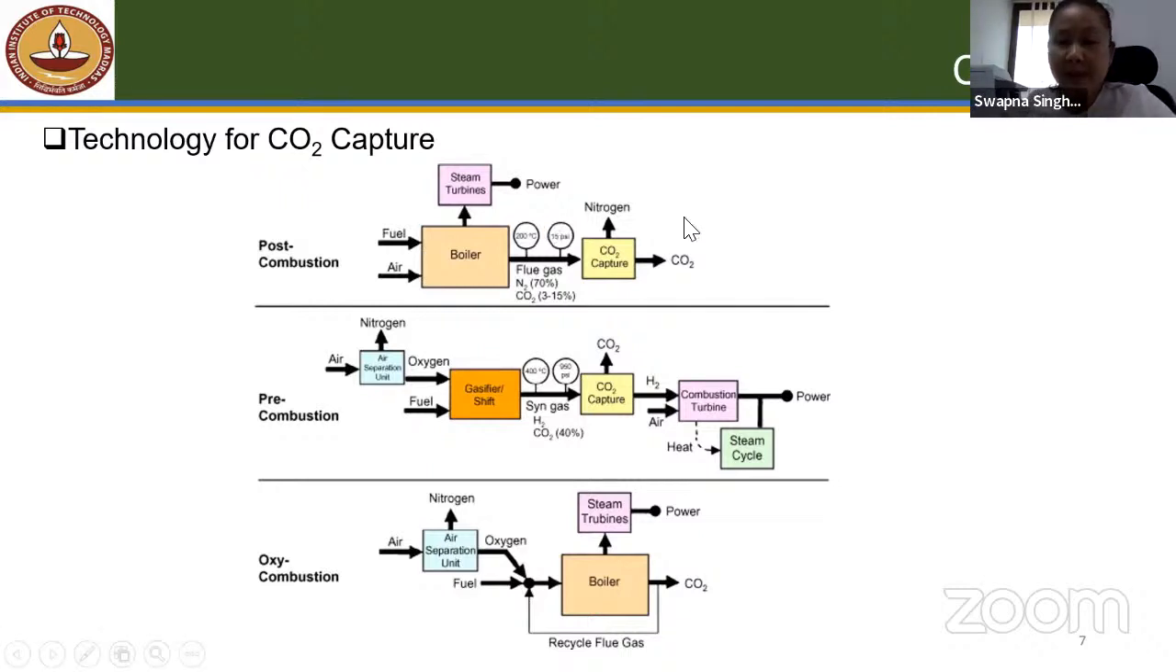However, post-combustion is capture after combustion. It's more commonly used in the industry because there is a chance for retrofitting. You get the combustion and you can retrofit the capture unit after the combustion happens. So it's easier for retrofitting in the industry. So that's why post-combustion is most commonly used.